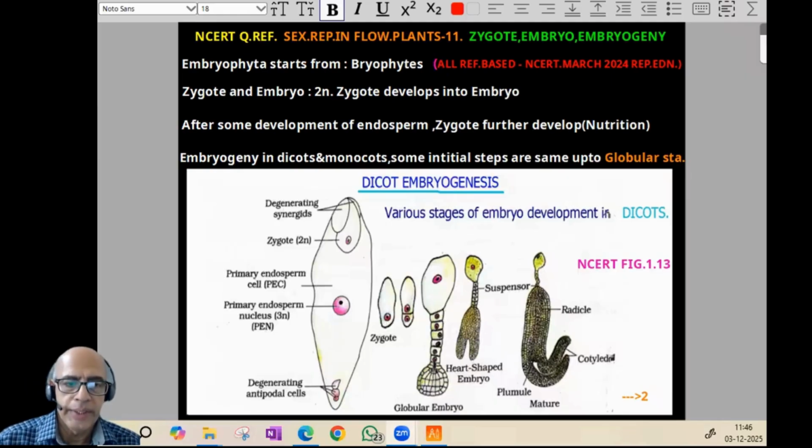I think the screen came, so we can proceed. All references are based on NCERT, reprint edition, March 2024. So we start with the embryo.